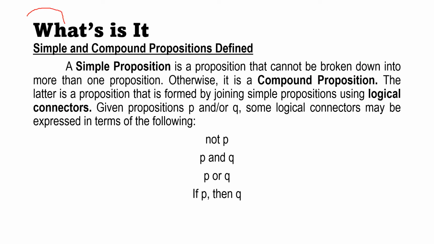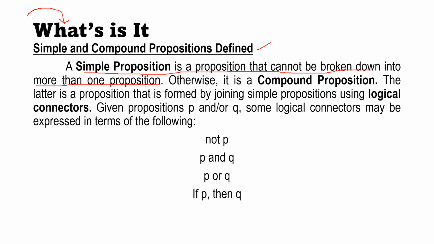Moving forward, we define simple and compound propositions. Dealing with simple propositions: a simple proposition is a proposition that cannot be broken down into more than one proposition. Why is that? Your simple propositions are declarative sentences which do not contain a connective.